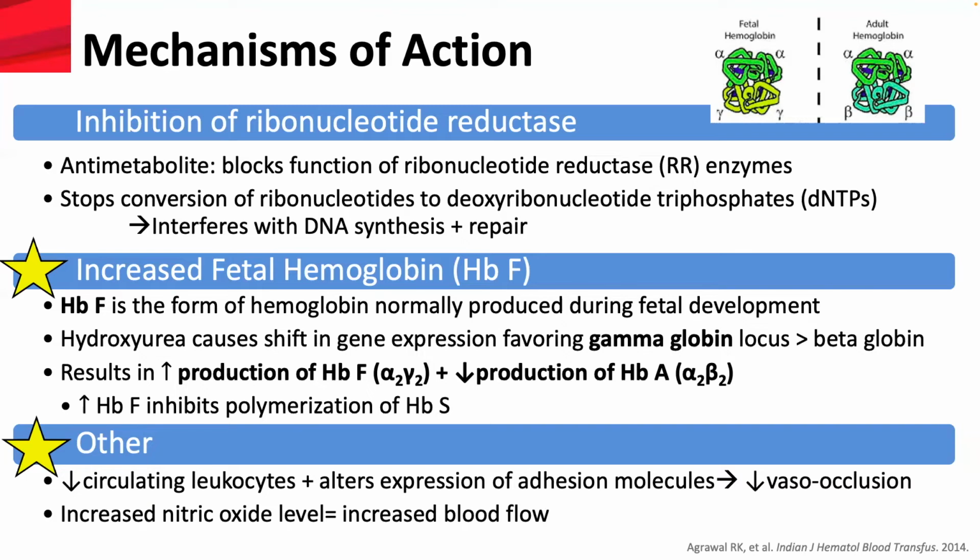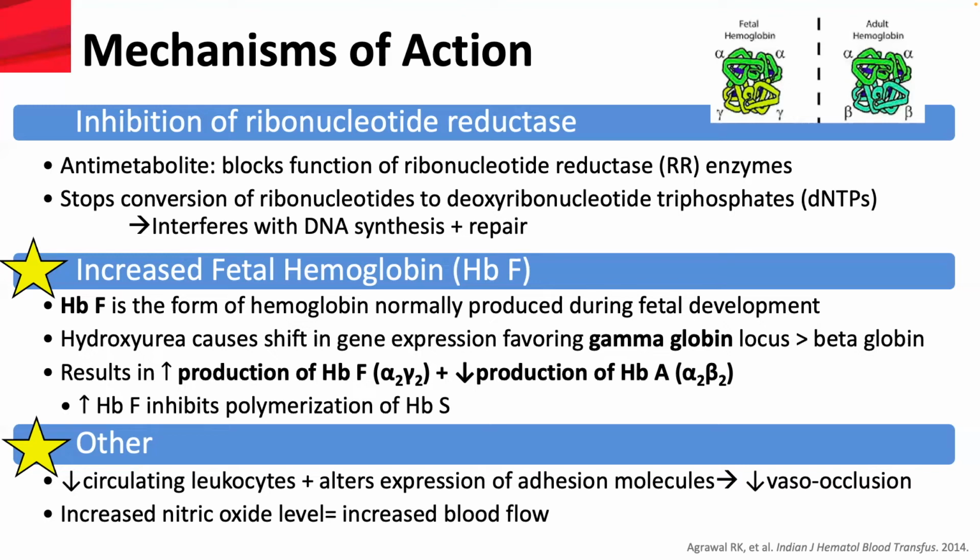So hydroxyurea helps increase fetal hemoglobin, or hemoglobin F. Hemoglobin F is the form of hemoglobin that's normally produced during fetal development. While the fetus is in the womb, there's this hemoglobin F circulating around that has a little bit more of an affinity for oxygen than the mother's regular hemoglobin A, so that the oxygen can go to the fetus to help it grow. And these babies, once they're born, usually have the hemoglobin F circulating around up until 6 to 9 months of age, which correlates with when these patients may start to have symptoms.